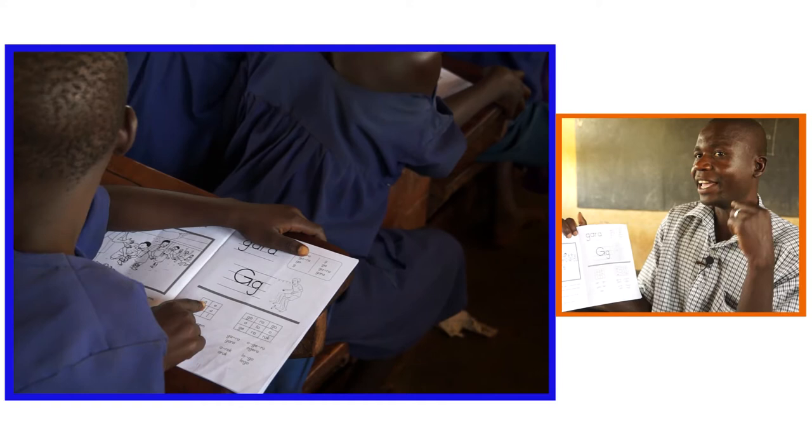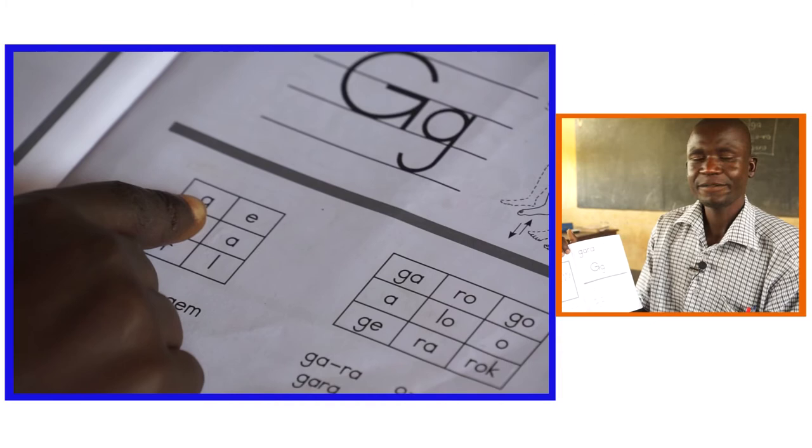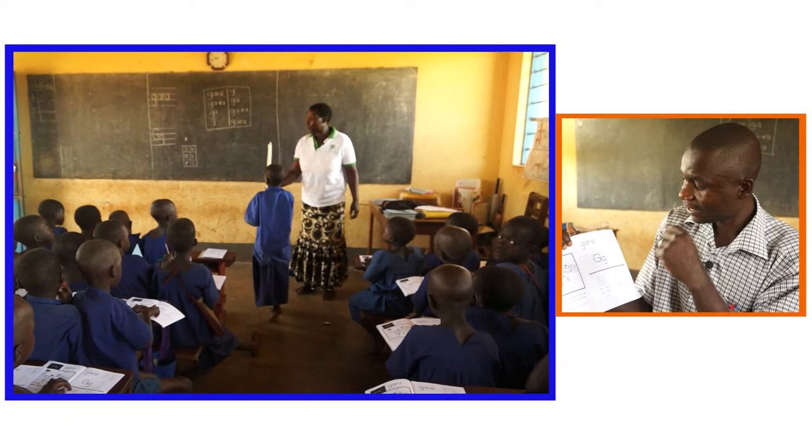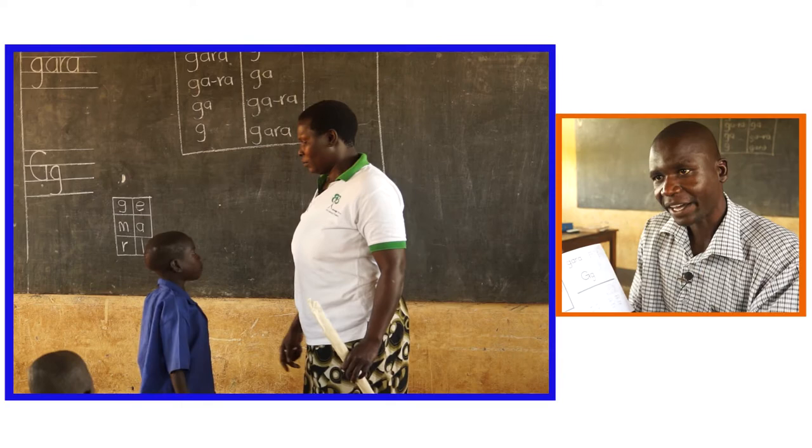For example, the teacher says ga. Okay, can he find the letter? The teacher moves around. He gets a child who is pointing at the correct sound. Okay, you are pointing at it correctly. Go to the chalkboard, point to the sound. The child points to the correct letter from the chalkboard. The teacher also gives him the opportunity to say any letter from here without pointing.